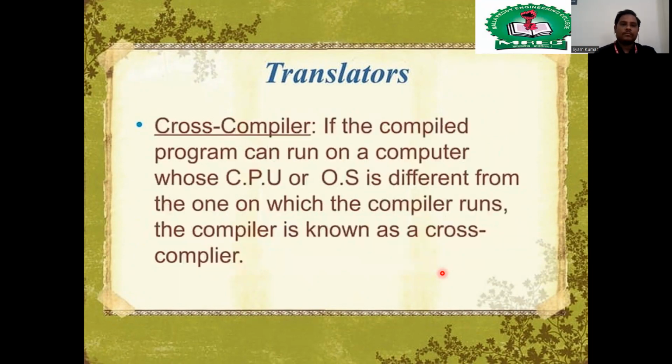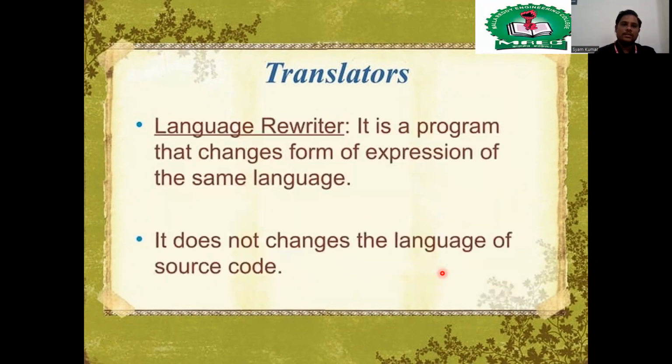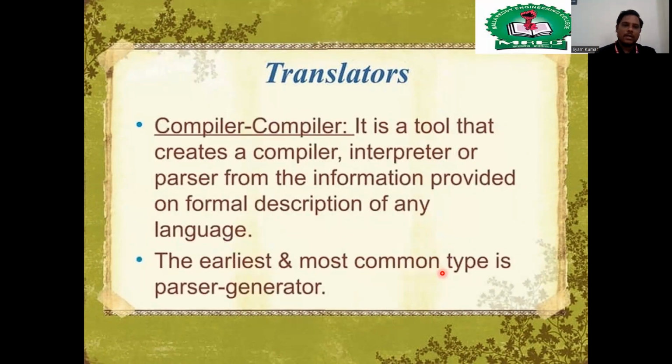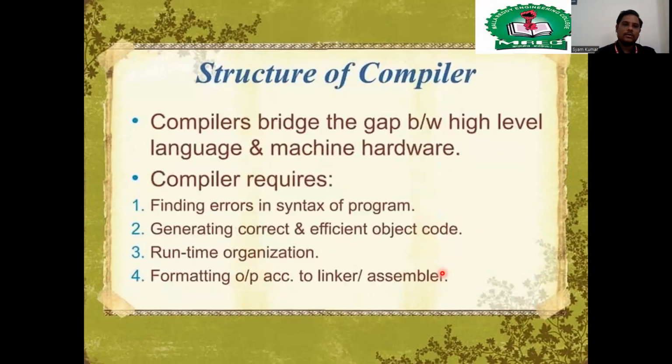These are the types of compilers: cross compiler, and some other language compilers. Java also has its own compiler. So these are the compilers, and the linker and loader, which I told you about already.